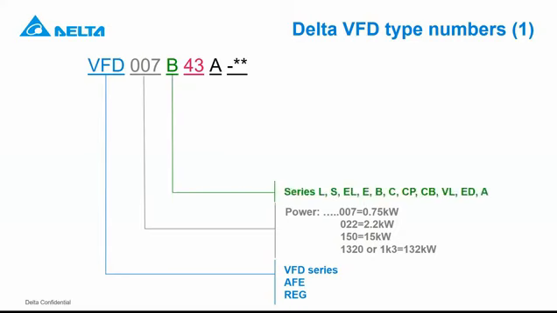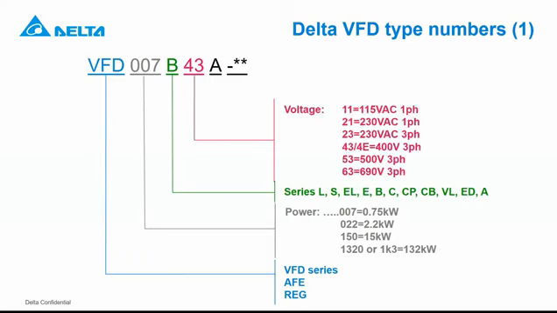Then you have the drive series. We have quite a lot of different drive series. Then you have the voltage. In this case, 4.3 stands for 400 volt and 3-phase. And finally, you have the hardware version. We always start with A, but if there is any update, then you get other letters.